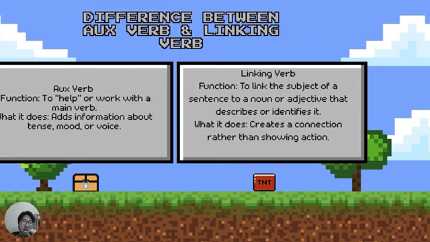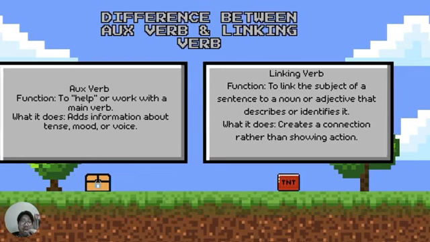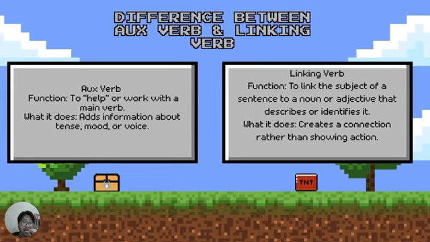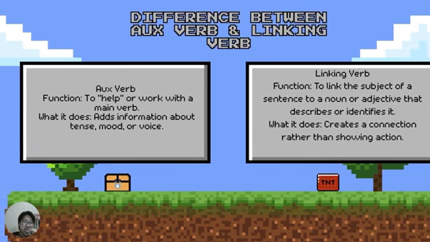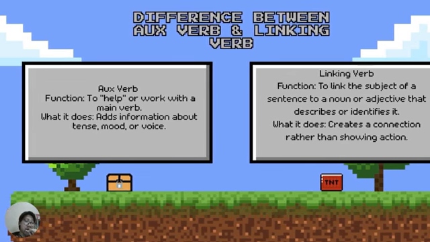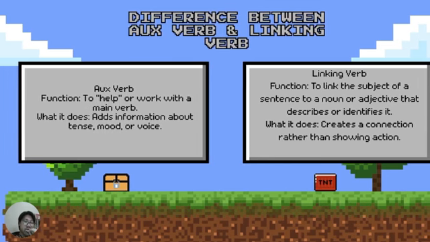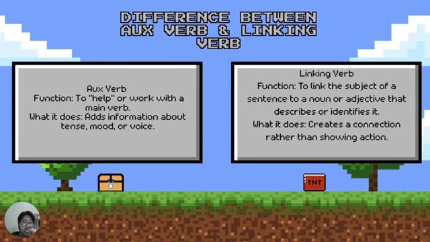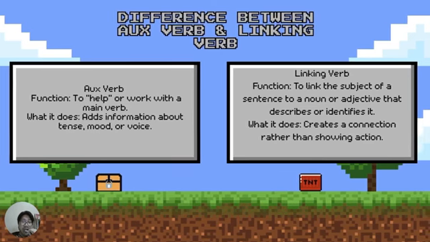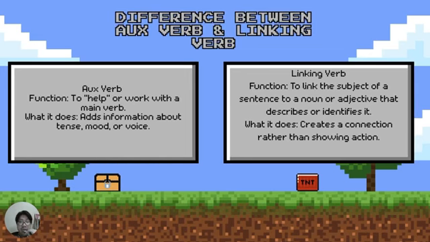Next, I'm giving you the difference between auxiliary verb and linking verb. A lot of people, including myself, cannot differentiate between them. They look the same, but their functions are totally different. An auxiliary verb functions to help or work with the main verb, adding information about tense, mood, or voice. While a linking verb's function is to link the subject of a sentence to a noun or adjective that describes or identifies it. It creates a connection rather than showing action.